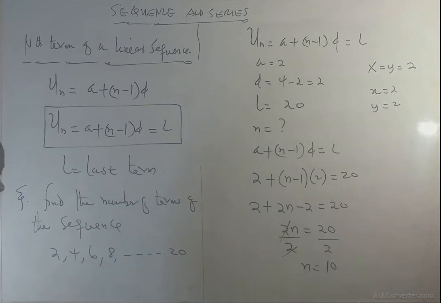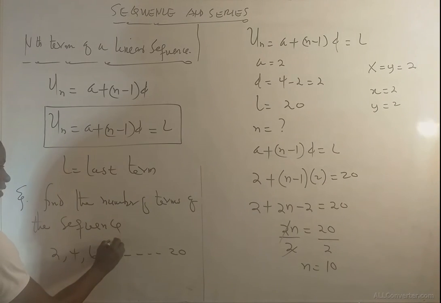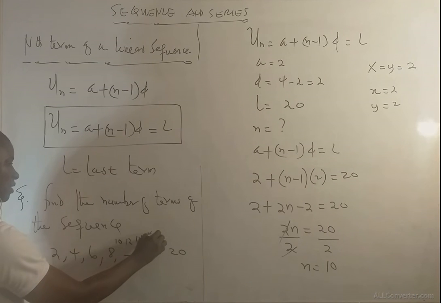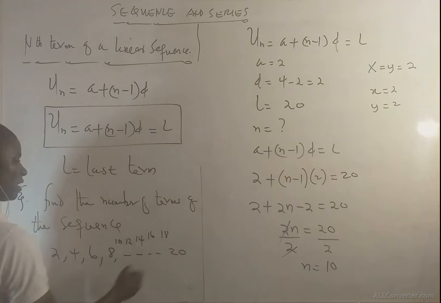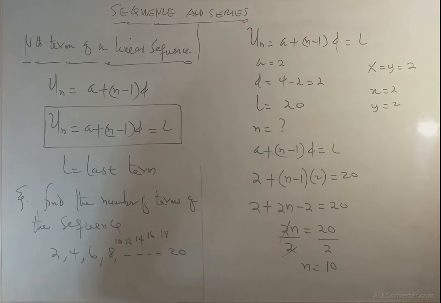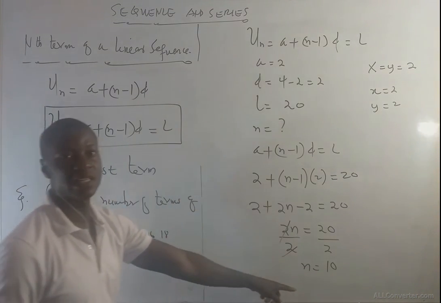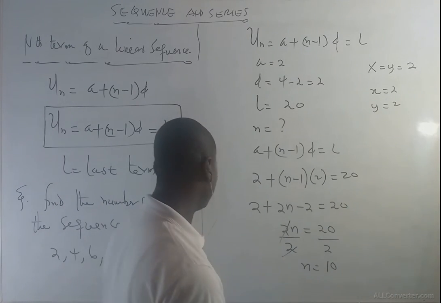Now you can see, let me show you this. Now that you know that the common difference is 2, when you add 2 to 8, you are getting 10. When you add 2, you are getting 12. Add 2, you are getting 14. Another 2, you are getting 16. Another 2, you are getting 18. Another 2, then you are here. Now you can count and see. 1, 2, 3, 4, 5, 6, 7, 8, 9, 10. That's why you are getting the 10. That's the 10 you are getting here.